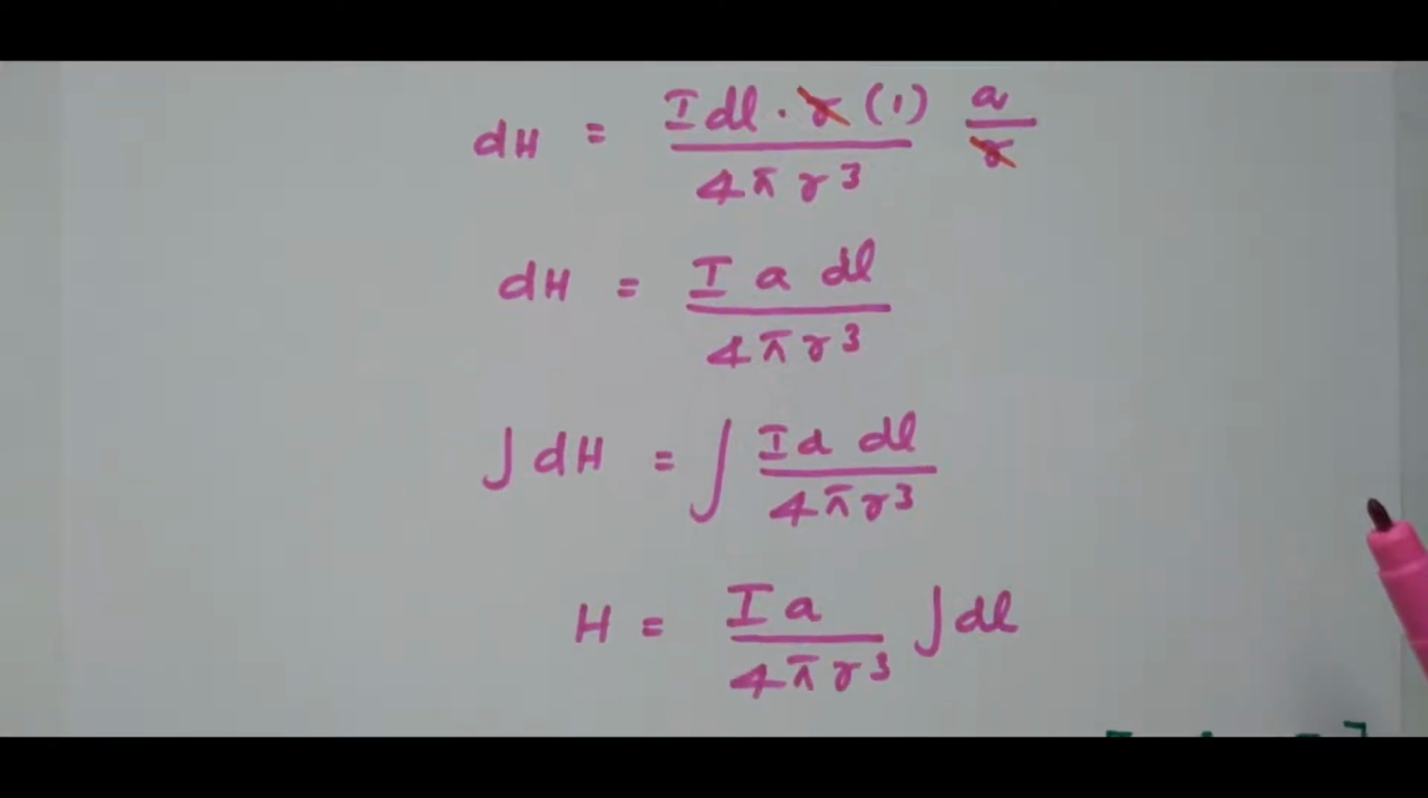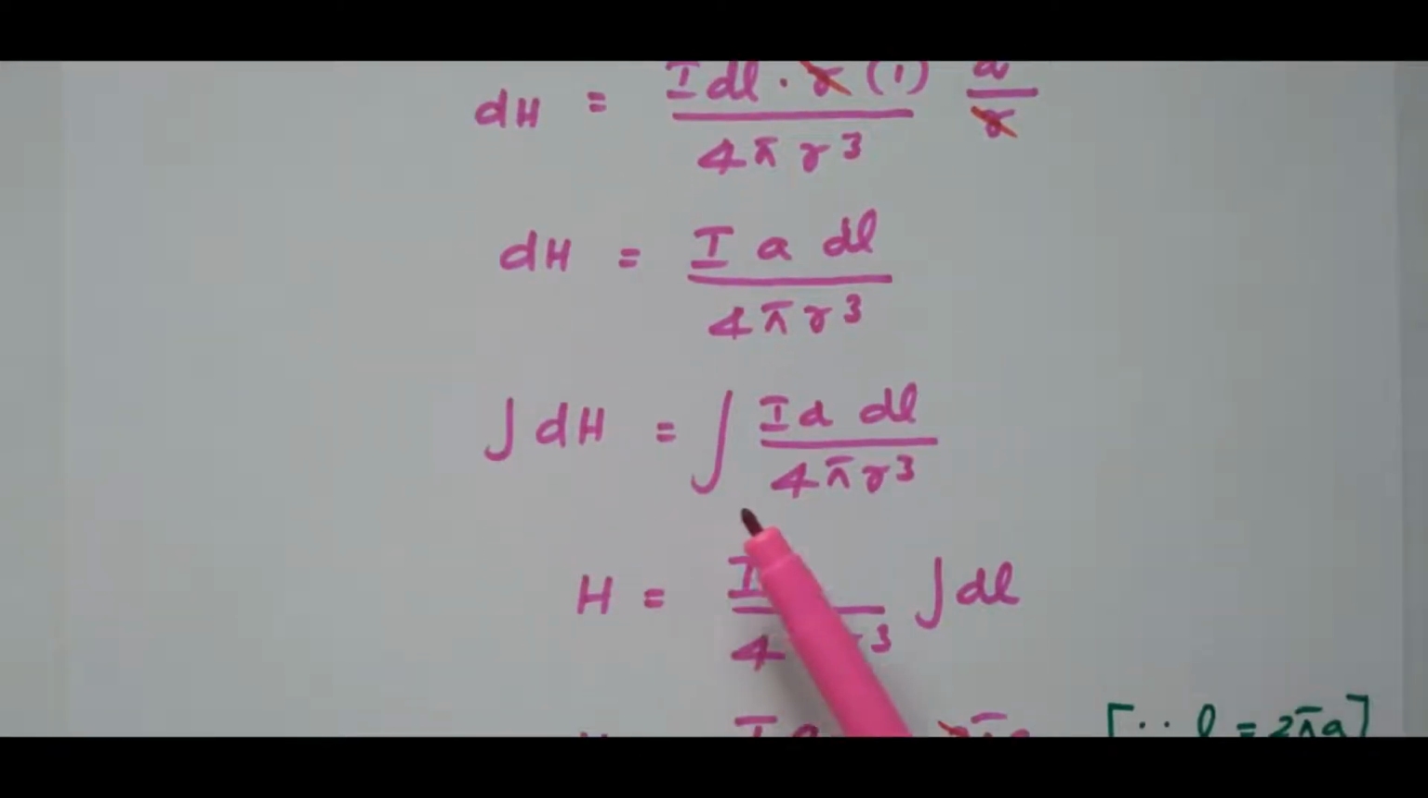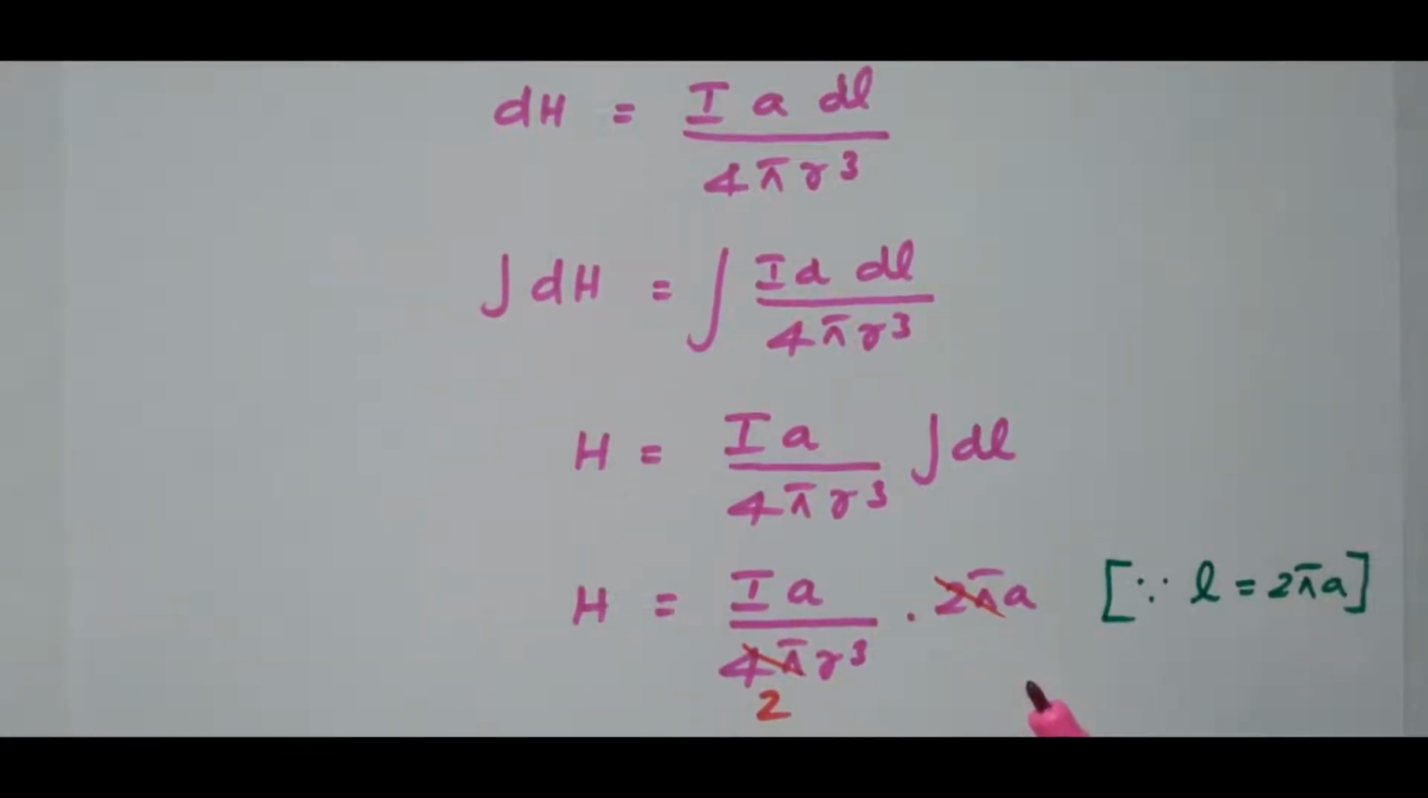So integral dH equals integral IA dl divided by 4 pi R cube. IA divided by 4 pi R cube is constant, so we only have integral dl. What is integral dl? Integral dl is L. L is nothing but 2 pi A.